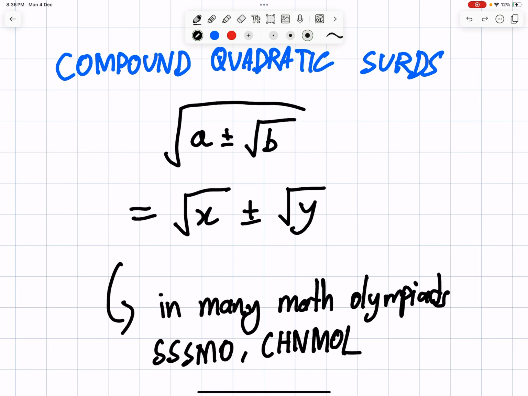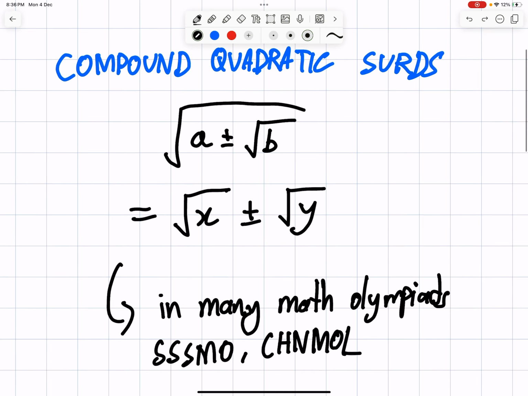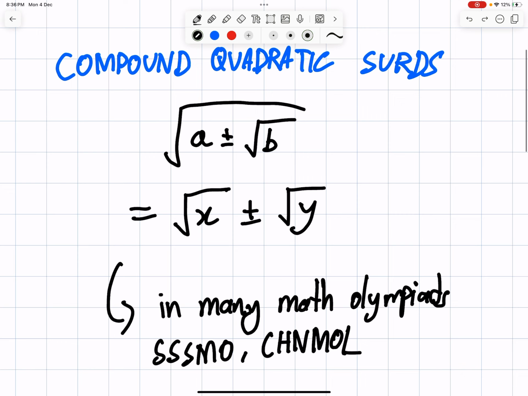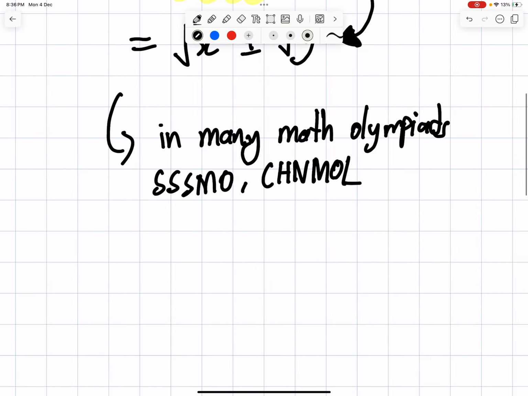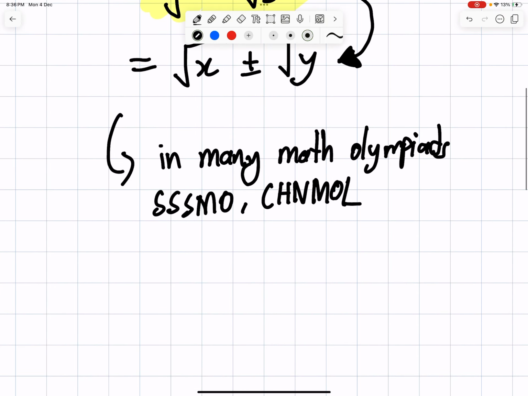Today we will be looking at compound quadratic surds, which are basically surds of this form over here. In this video, we will be looking at how we can turn this into this, which is very important in mathematical Olympiads, such as the Singapore Secondary Schools Math Olympiad and the Chinese Math Olympiad. So, let's move on.